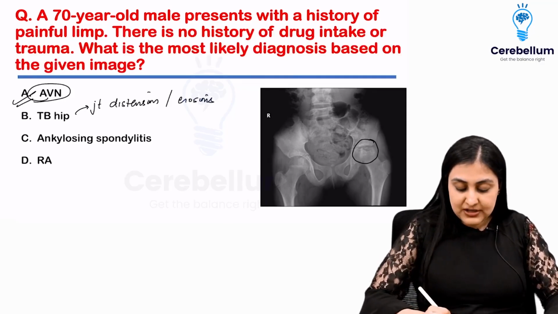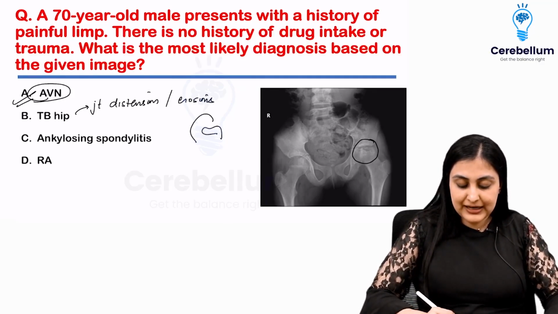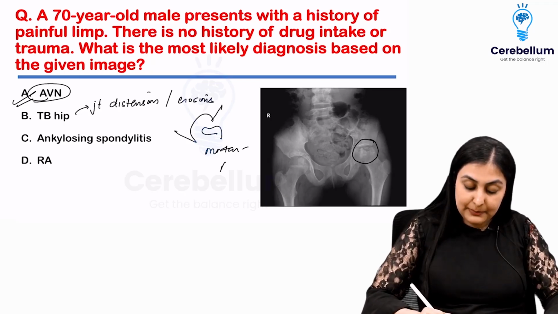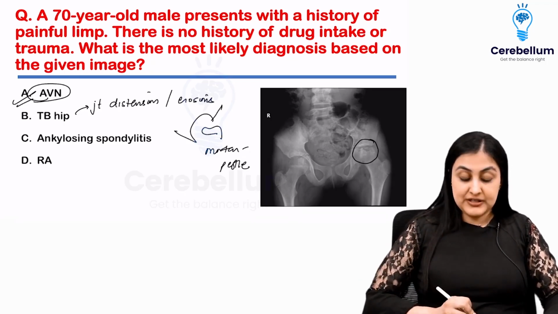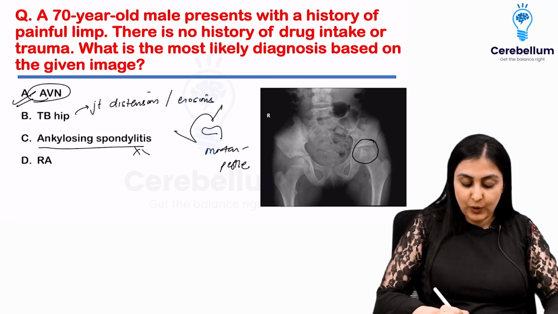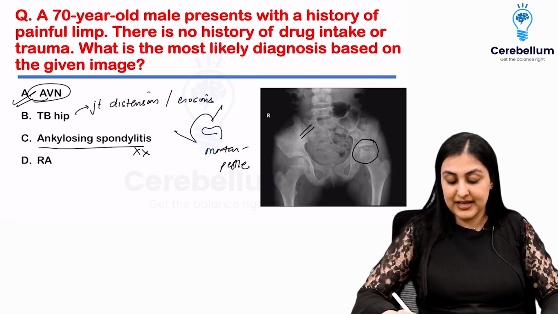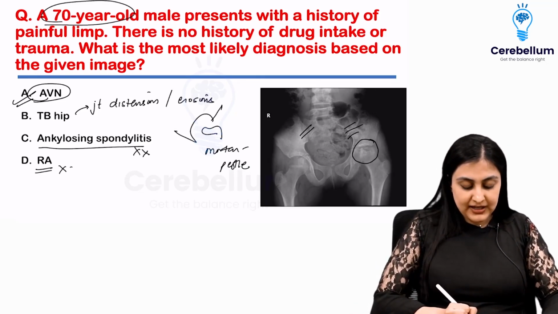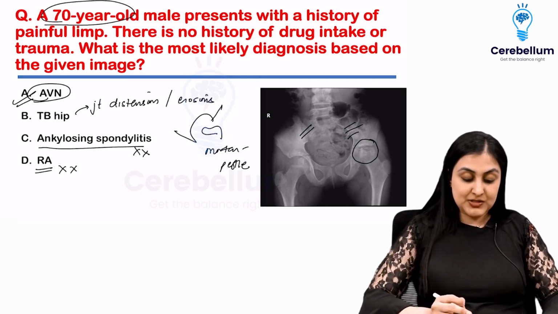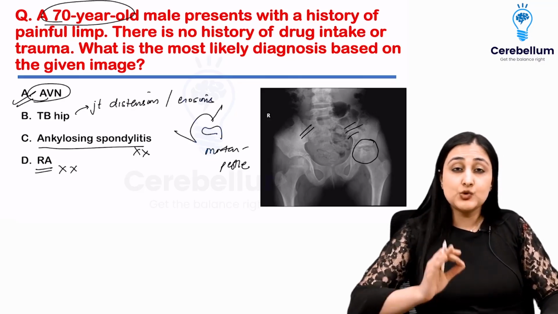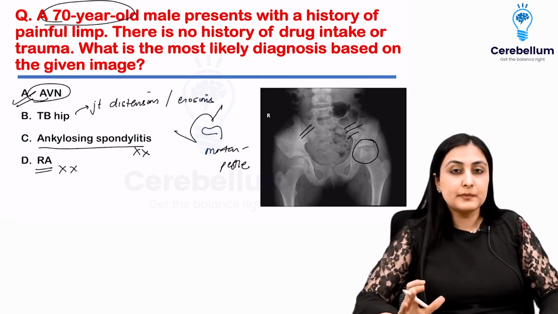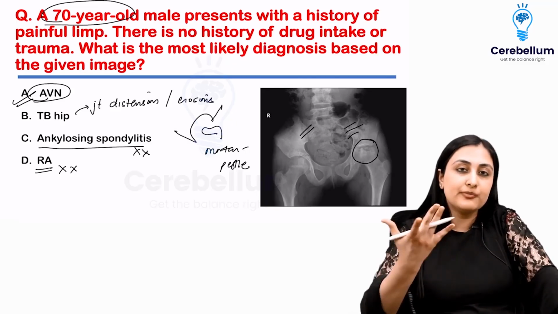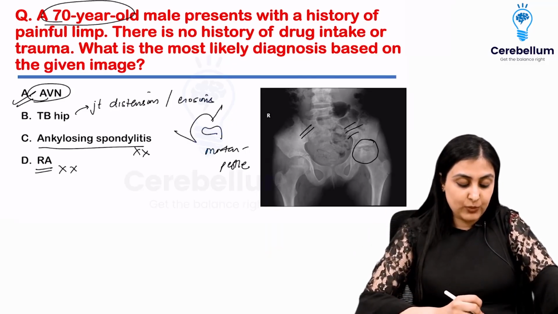In the later stages, there would be complete destruction of the femoral head that would sit into the acetabulum, and this is called the mortar and pestle appearance. So none of these changes are seen. Ankylosing spondylitis will not affect the hip joint, it would affect the SI joints, and 70 years is really not the age for this. And RA again will not involve the hip joint. So it's between AVN and TB hip, and when you don't really see a typical mortar and pestle appearance, it's always wiser to go for AVN because it has very high odds of being asked. So this is something which is very important for the exam.